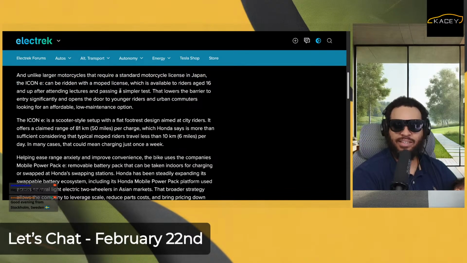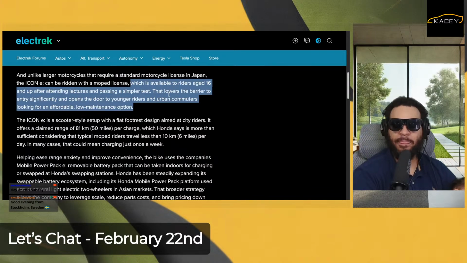The Icon E can be ridden with a moped license because it's a moped, which is available to riders age 16 and up after attending lectures and passing a simpler test. That lowers the barrier to entry significantly and opens the door to younger riders and urban commuters looking for an affordable, low-maintenance option. You know what I'm thinking right now? Let's go look at the picture.